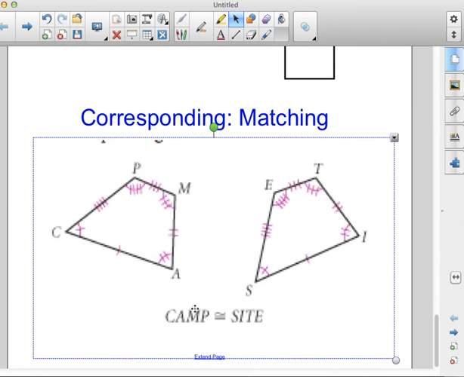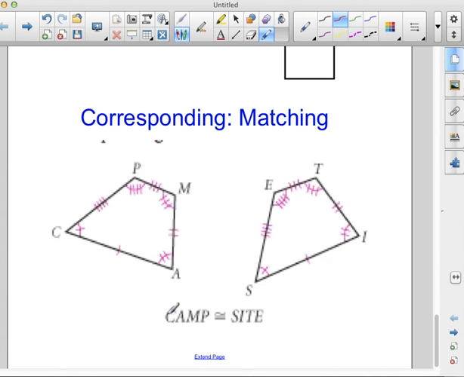Quadrilateral CAMP is congruent to quadrilateral SITE. Now, let's take a look at the letter C here. The letter C is for angle C, right here. Notice that angle C has an angle mark here and it only has one dash. Well, which one has one dash here? It's angle S. So angle C corresponds to, or matches, angle S.